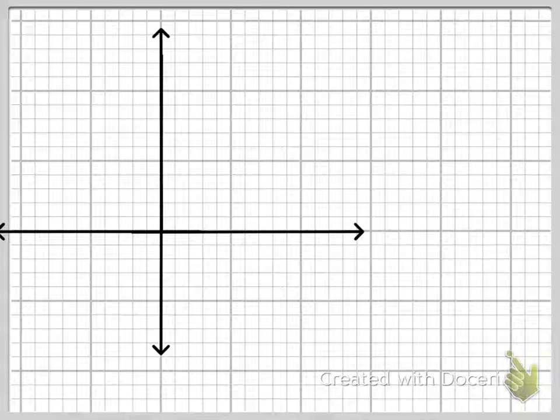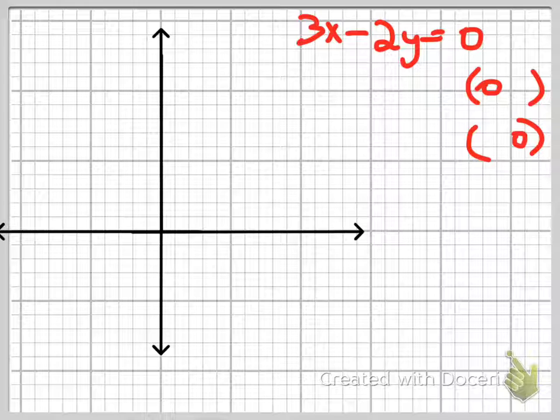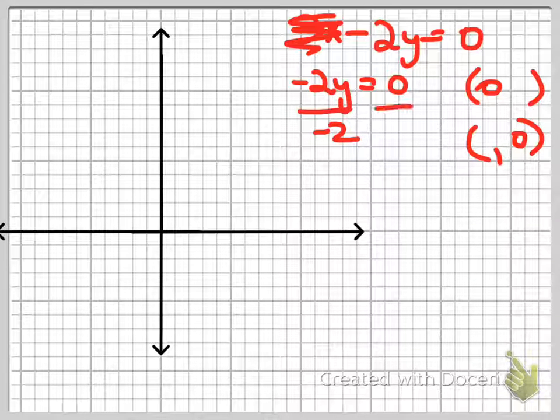Last one. Now we're going to have 3x minus 2y, and we're going to have an equal 0 this time. If I plug in a 0 for the x and a 0 for the y, let's see what happens. It's going to give us a little different problem. I plug a 0 in for the x, I'm finding the y-intercept. So I'm going to have negative 2y equals 0. Divide by negative 2, so it'd be 0.